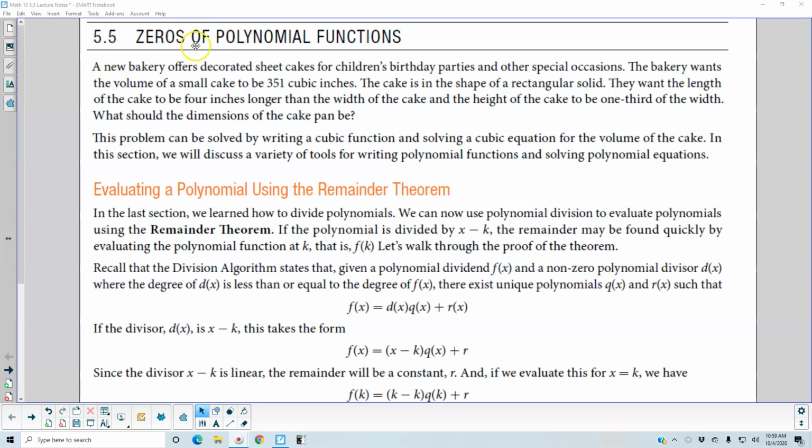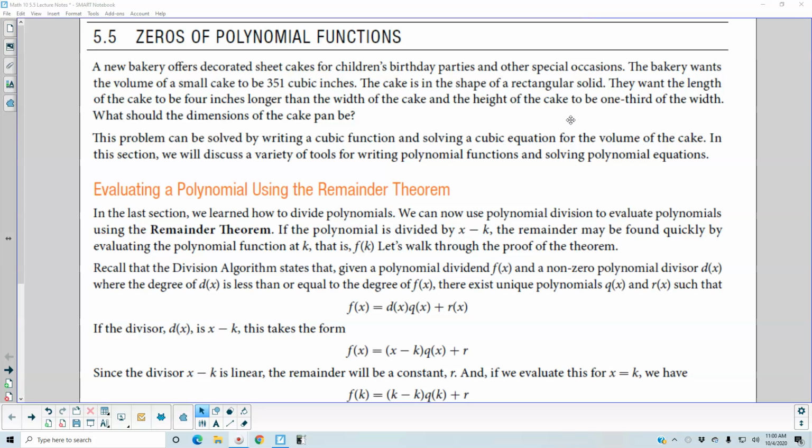Section 5.5, Zeros of Polynomial Functions. A new bakery offers decorated sheet cakes for children's birthday parties and other special occasions. The bakery wants the volume of a small cake to be 351 cubic inches. The cake is in the shape of a rectangular solid.